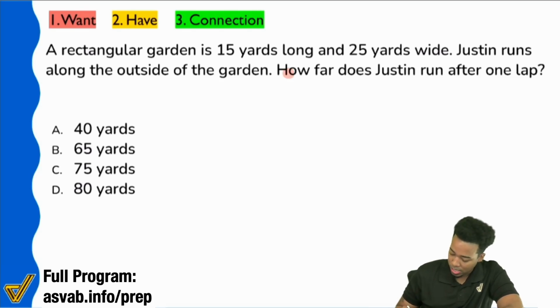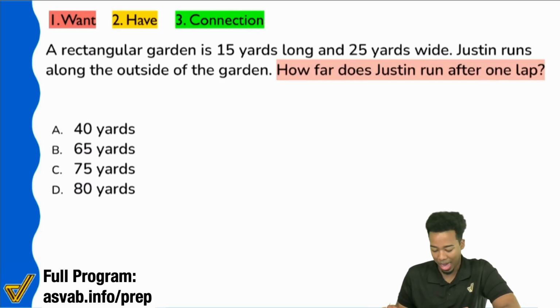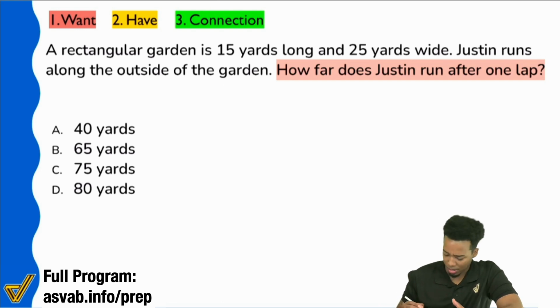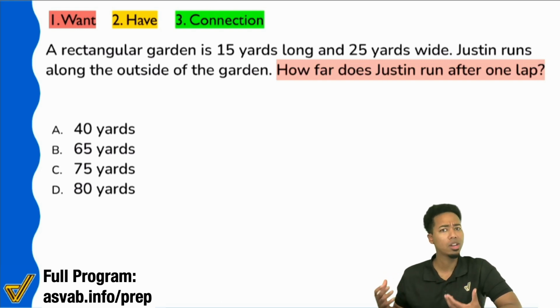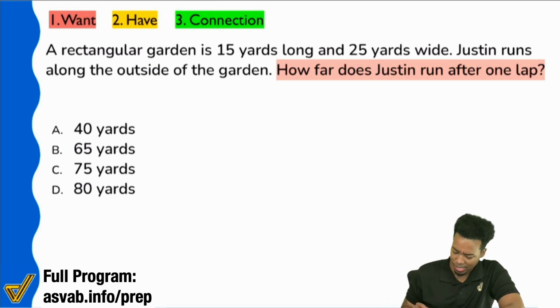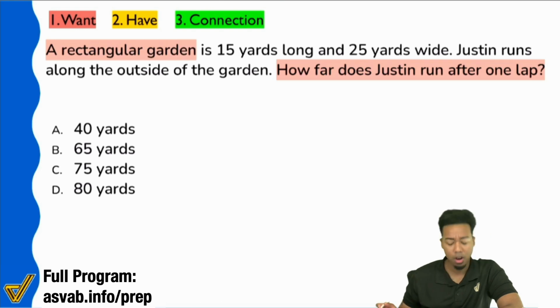We're seeing here that it says, hey, how far did Justin run after one lap? And if we're talking about a lap around something, it might help to be able to describe what it is that we're running around. And it says here, a rectangular garden.